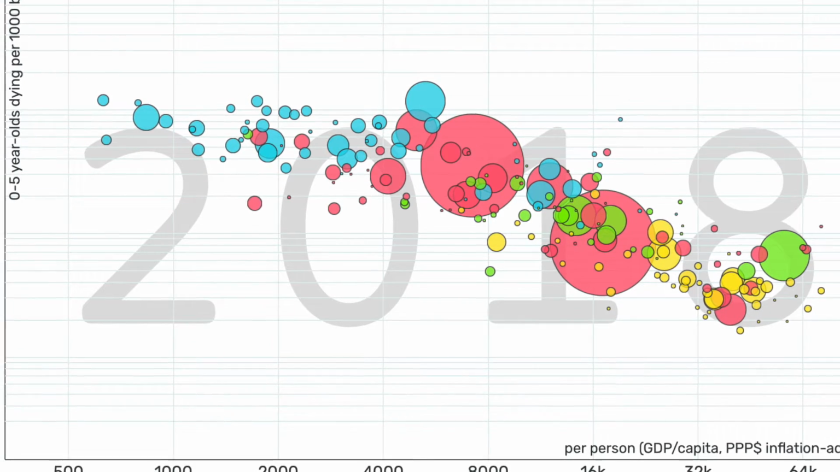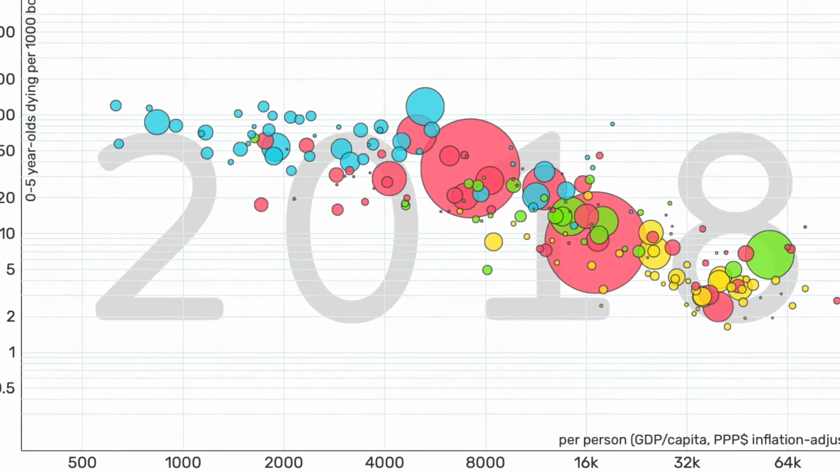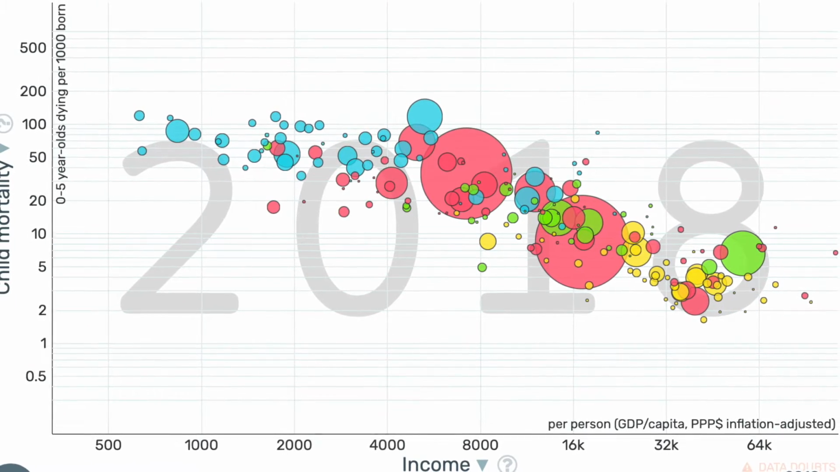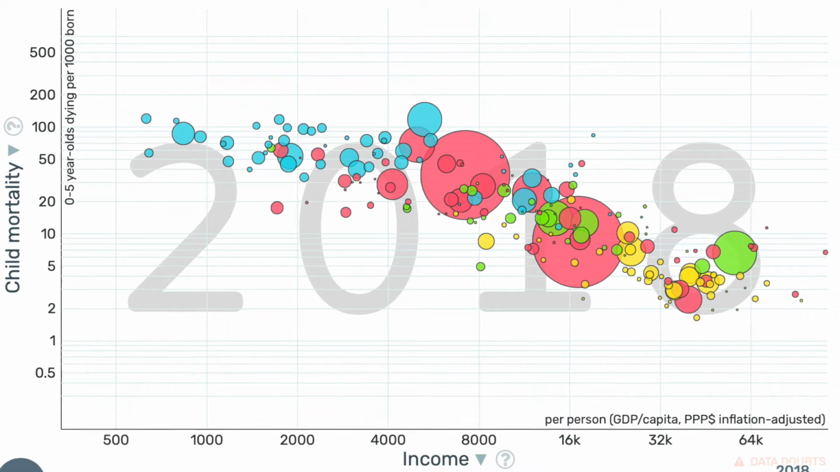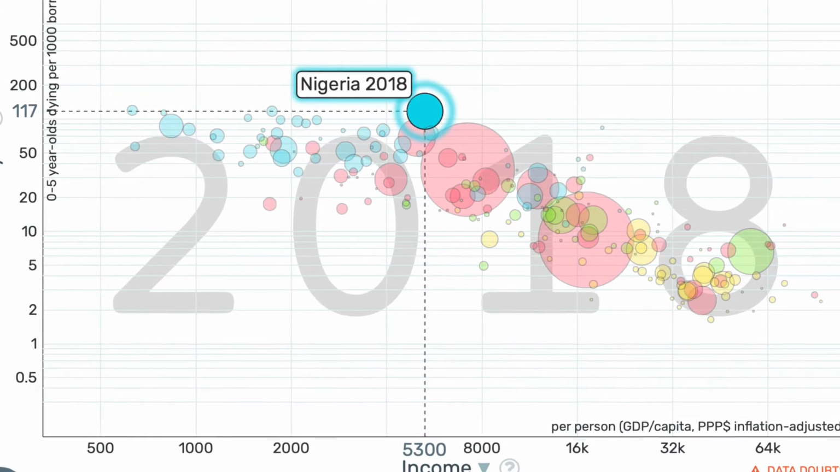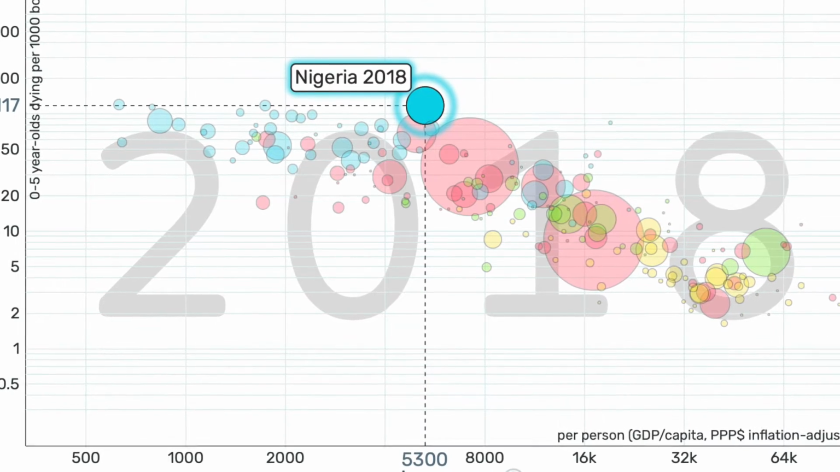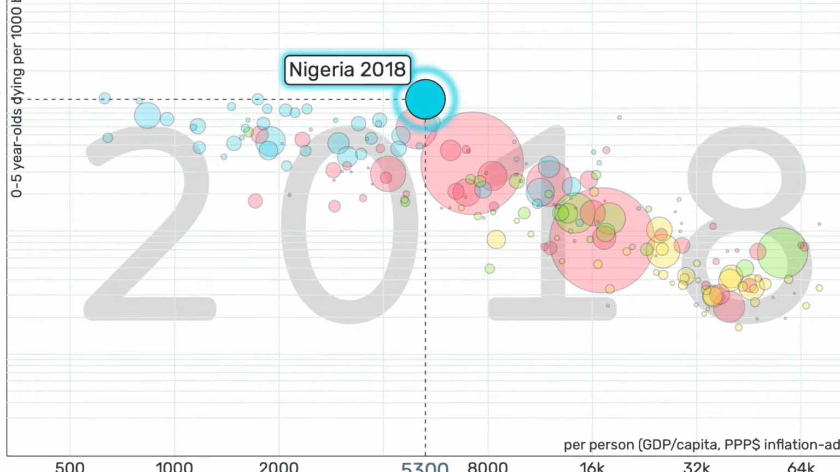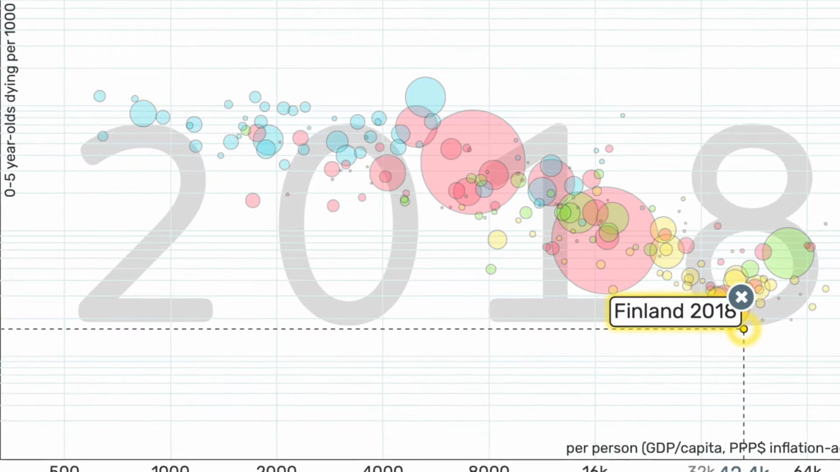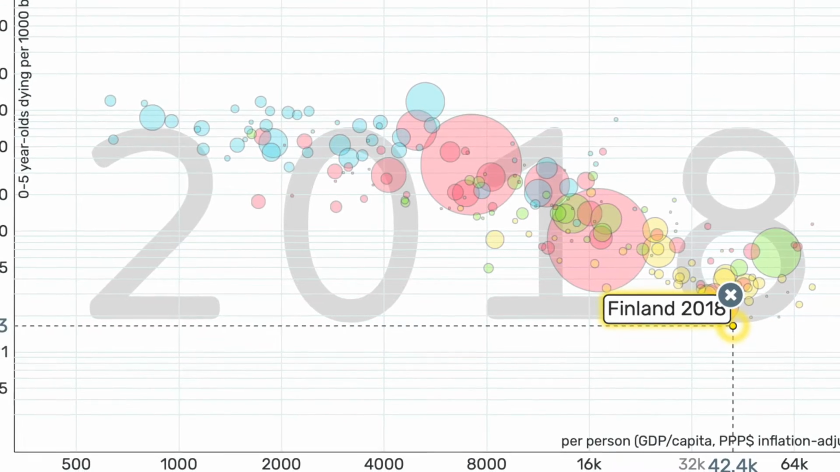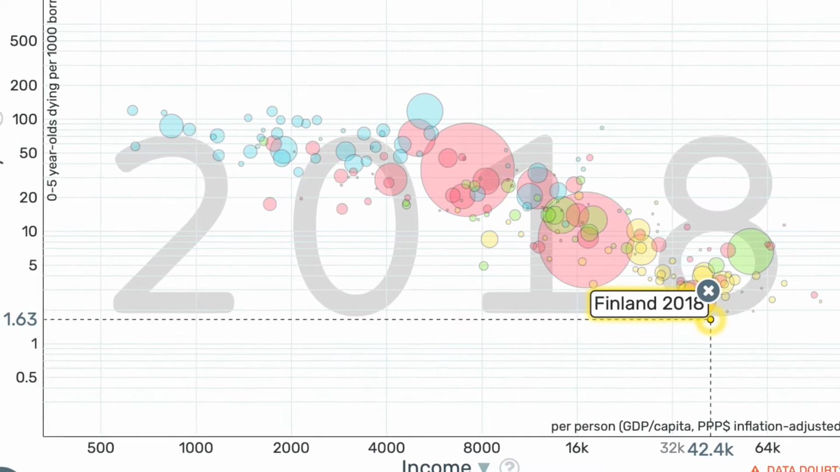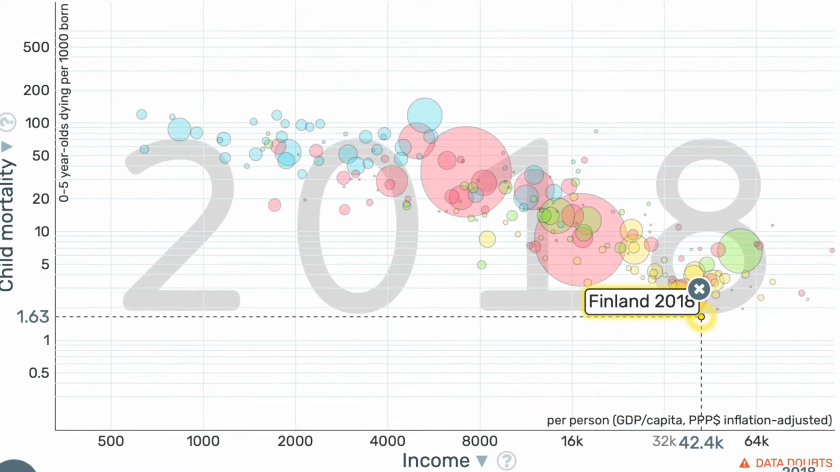Gapminder shows that there is a negative correlation between these two variables, meaning that our hypothesis is correct, with a higher income and a lower child mortality rate. As of 2018, Nigeria has the highest child mortality rate of 100 children dying per 1,000 born, with the average income being $5,300, whereas Finland has the lowest child mortality rate of 1.63 children dying per 1,000 born, with the average income being $42,200.